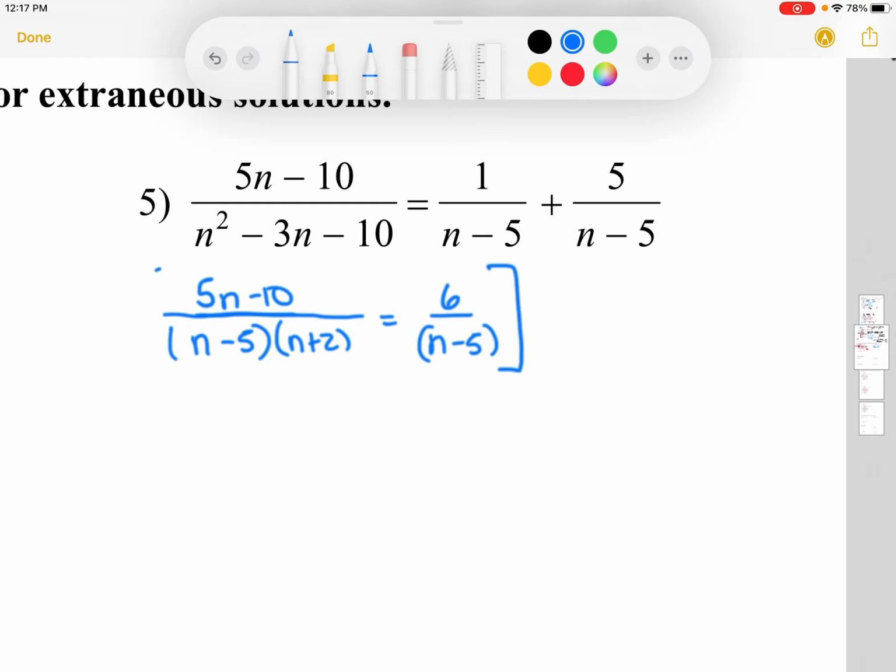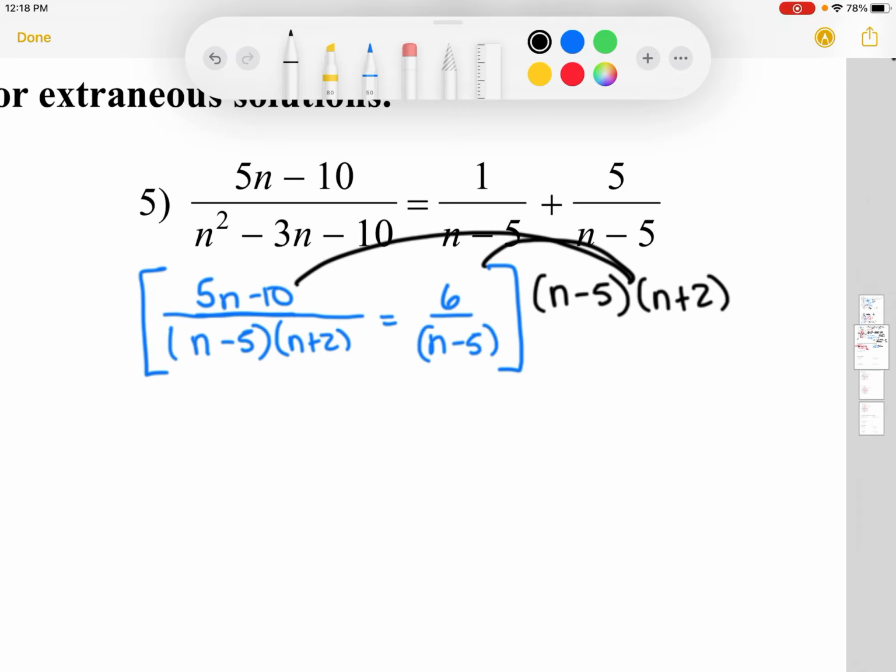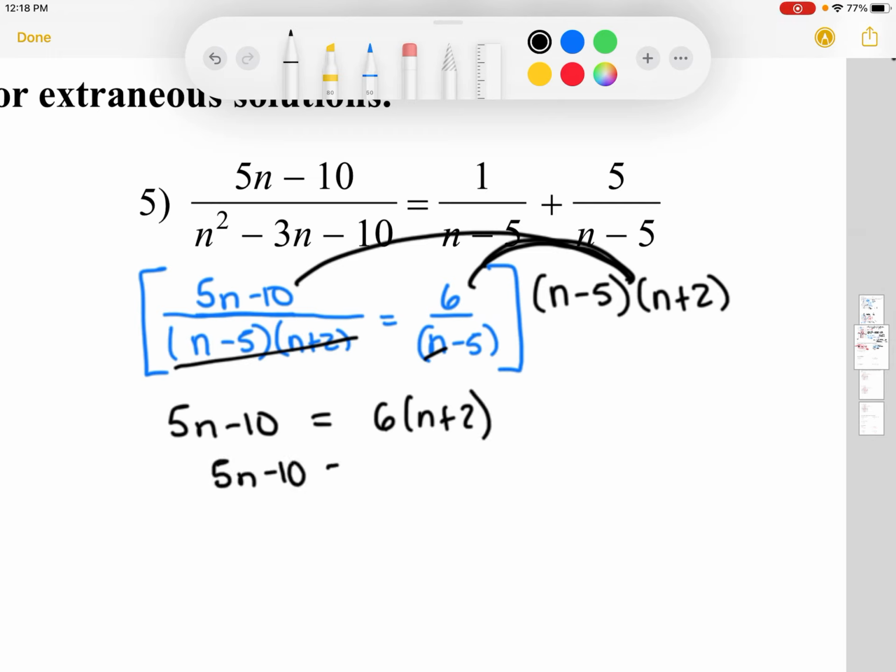And so now we're going to do the same thing that we did on the last problem, and that's just distribute. We're going to multiply to clear our denominators. So we're going to multiply here and here. When we multiply the first fraction, both denominators cancel. We get 5n minus 10 equals, when we distribute the second time, the n minus 5 is going to cancel. So we get 6 times n plus 2. So that's going to be 5n minus 10 equals 6n plus 12.